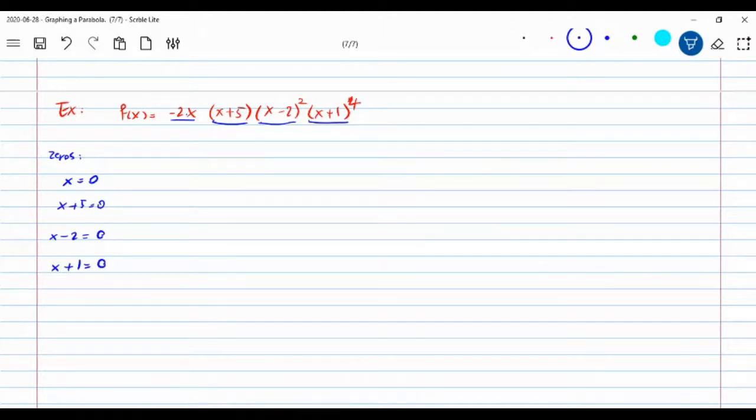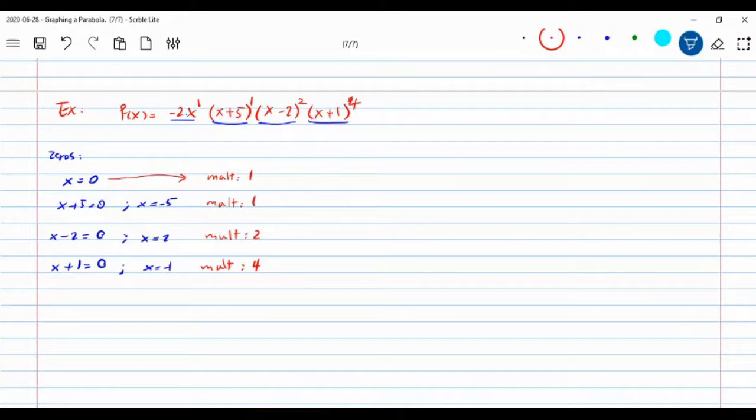x equal to 0, already x is 0. x plus 5 equal to 0, x equals -5. Here x equals 2, and here x equals -1. How about their multiplicity? 0 has multiplicity of 1, this is x to the power 1. Here, for x equal to -5, multiplicity is 1, again exponent. Multiplicity in this case is 2, and here multiplicity is 4.